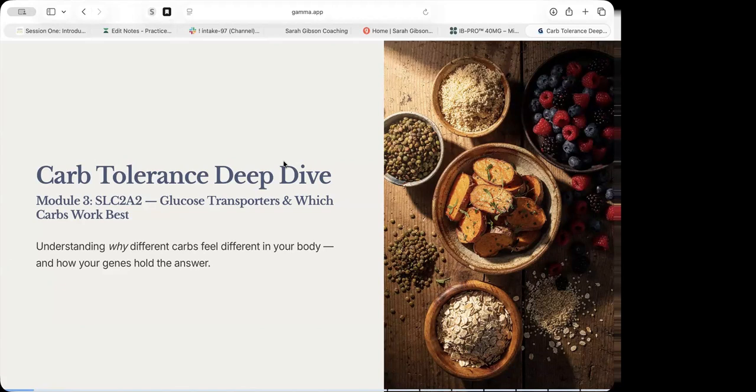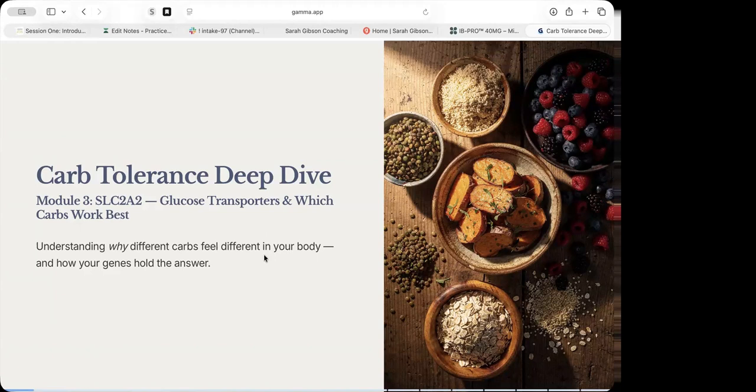Let's jump into this one. This is one of the genes that we're going to find on a lot of different DNA tests. If you've done our DNA test, it's referenced a couple of times in ours. If you've done many of the other DNA tests on the market, this one should be on it if they're looking at metabolic markers. It is involved with glucose transportation.